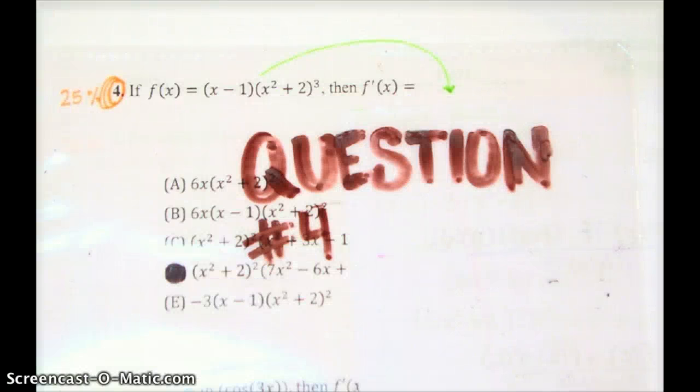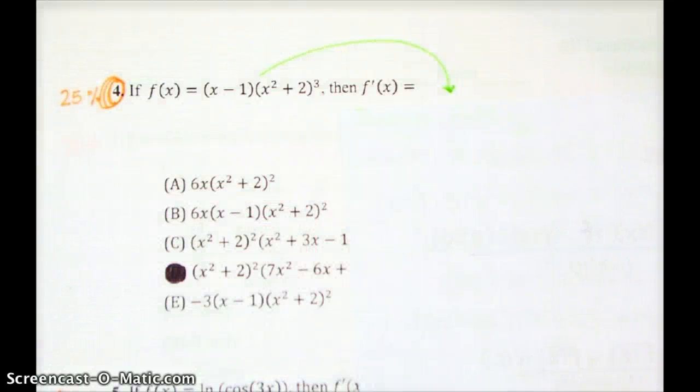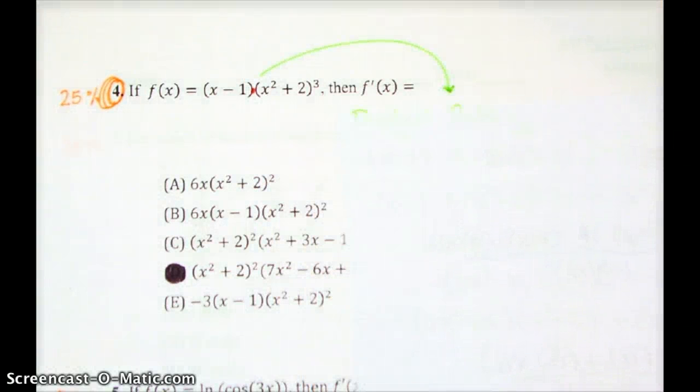Okay, question number 4 proved to be quite the stumbling block, so let's talk through this. First things first, you recognize this function, and the first thing you should see is the glaring multiplication sign. And it's right here, in case you missed it. This is a product rule problem.